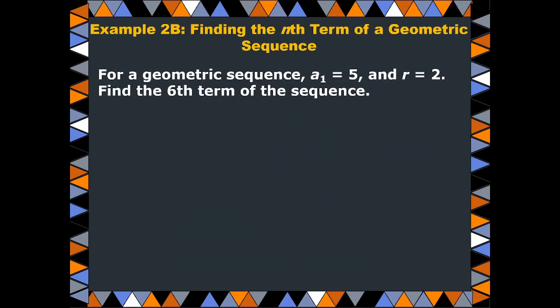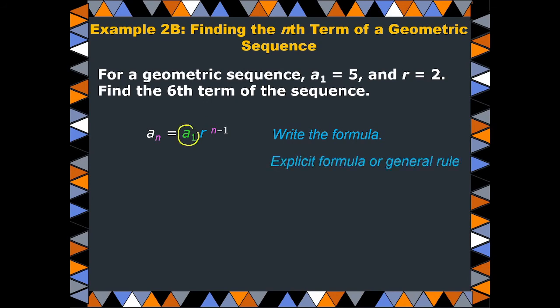So we have here a geometric sequence. The first term is 5. The common ratio, which is r, is 2. Find the 6th term. So using our formula, substitute. Explicit formula first. What is the value of the first term? Sir, it is 5. So I'll be using a sub n is equal to 5.